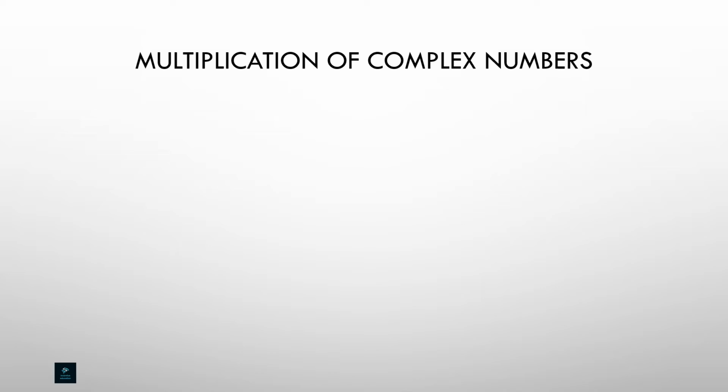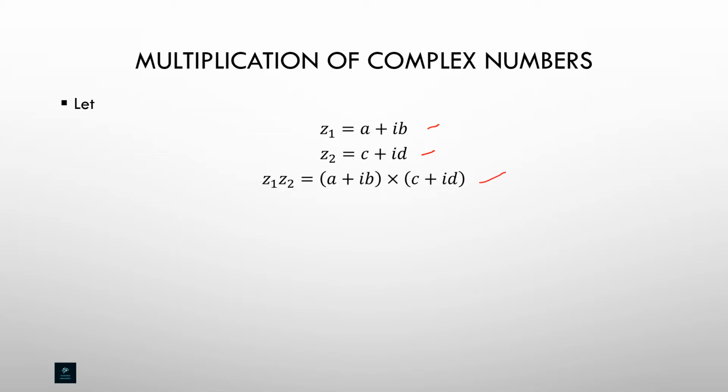The next one is the multiplication of complex numbers. Suppose that we have two complex numbers, z1 equal to a plus ib and z2 equal to c plus id. To multiply these two complex numbers, we multiply each term of z1 to every term of z2. Therefore, z1 into z2 is equal to a plus ib times c plus id.